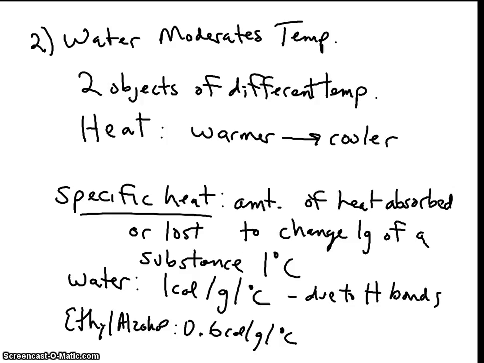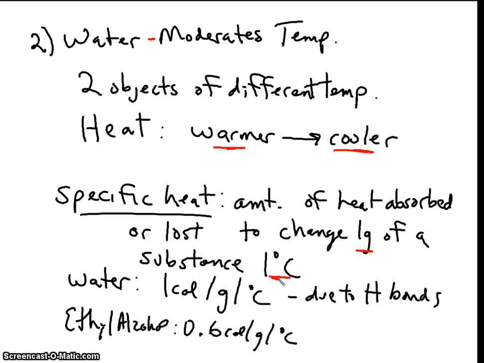The second one is that water moderates temperature. It mitigates changes in temperature because it acts like a heat sink. Anytime you've got 2 objects of different temperature, heat will always flow from the warmer to the cooler object. And when we look at something called specific heat, this is the amount of heat absorbed or lost to change 1 gram of a substance 1 degree Celsius. That's just to standardize it.